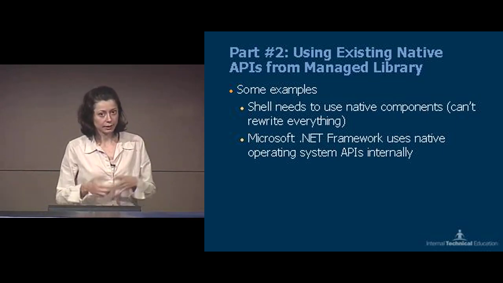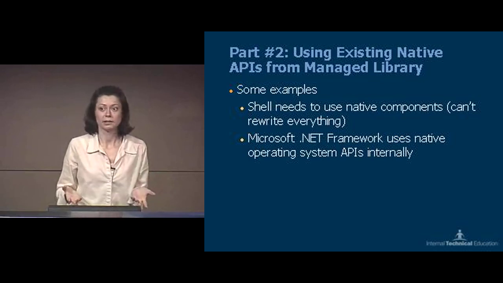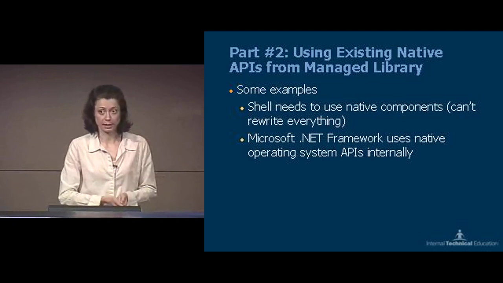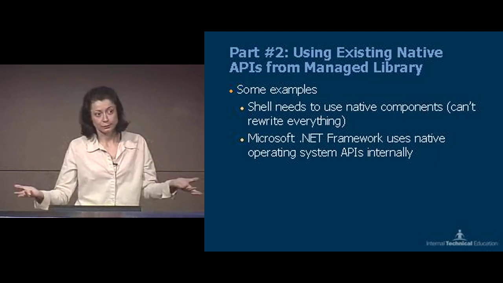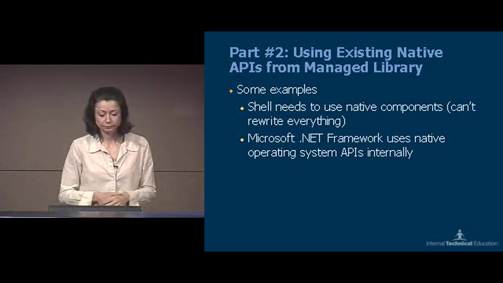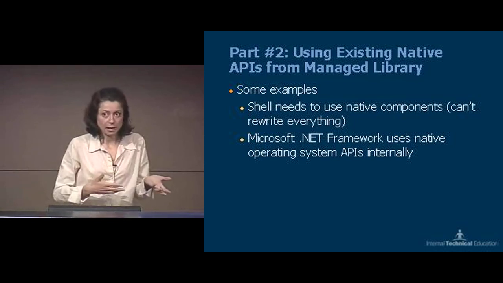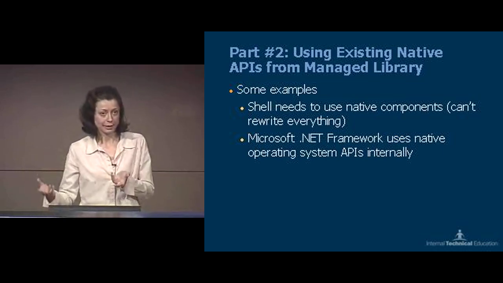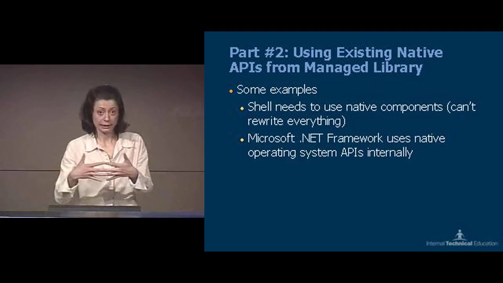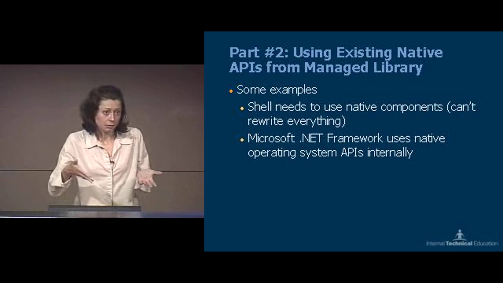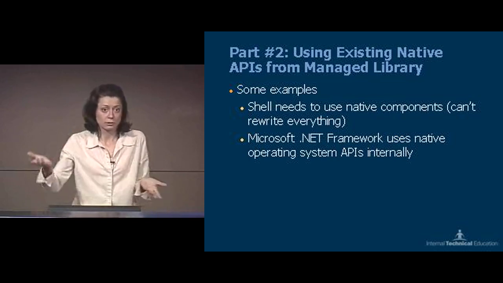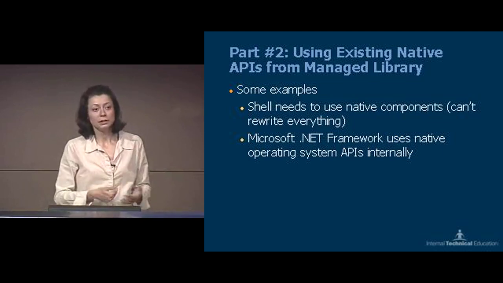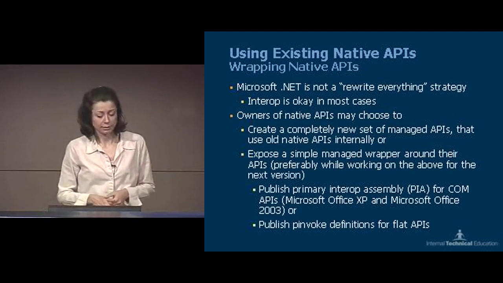Let's talk about the other direction. You might not have any native clients for your managed libraries, but maybe you have to call some native libraries from your own libraries because you can't afford to rewrite everything. And Shell is a good example. They're using native components from a Shell, and they're writing parts of Shell in managed code. Part still is native, so they have to interact. Even .NET Framework is written on the top of native APIs. So, .NET Framework APIs, in its implementation, they all call native APIs.